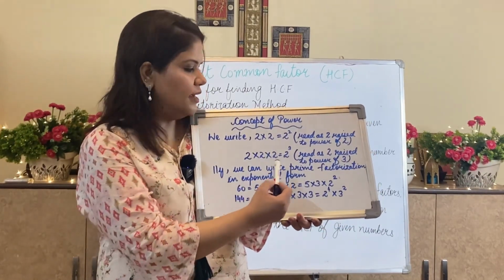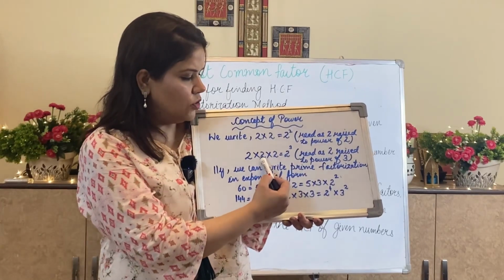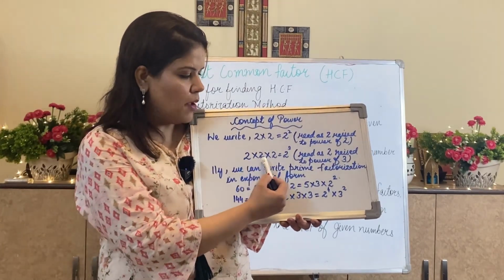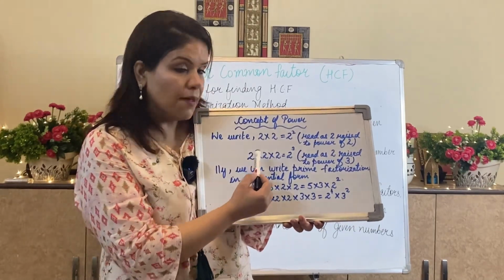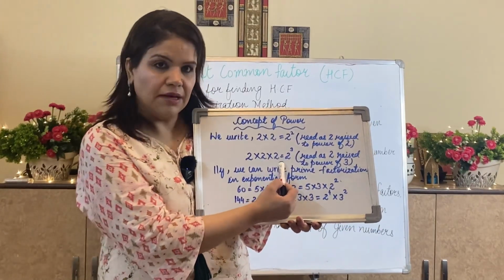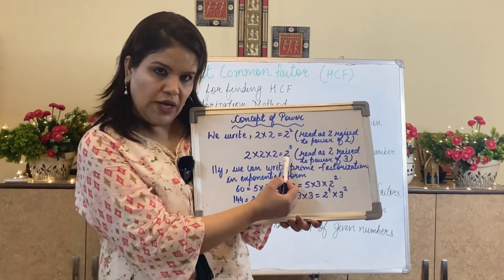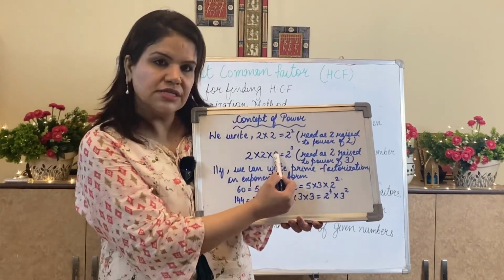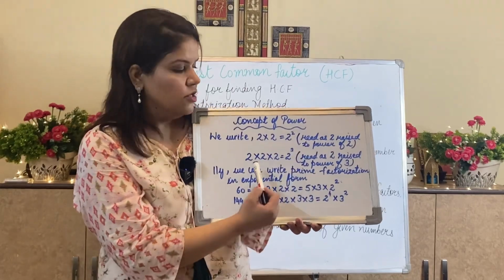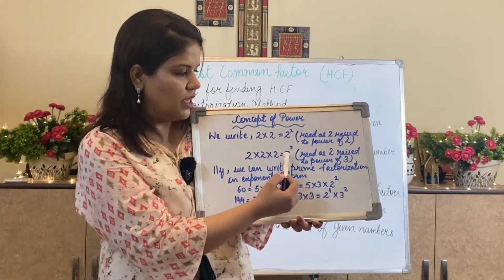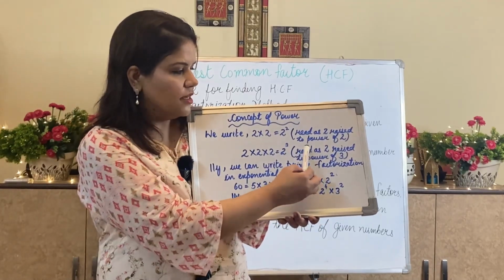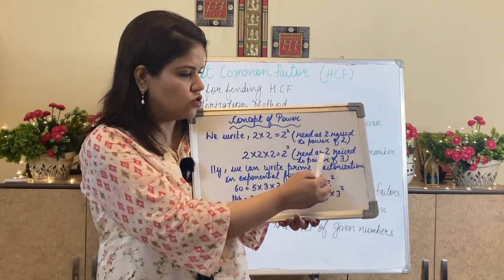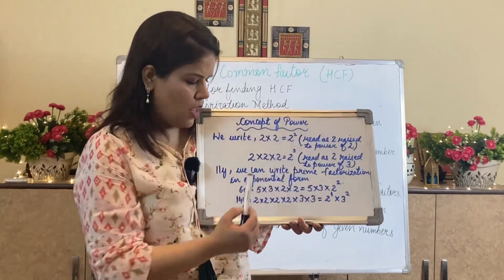Similarly, we can write 2 into 2 into 2. Now the same number is getting multiplied how many times? 3 times. So in the base, I will write the number which is getting multiplied. So I will write 2 here. The number of times it is getting multiplied will be my power. So it was 1, 2, 3. So 3 will go in the power. And we are going to read it as 2 raised to power of 3.